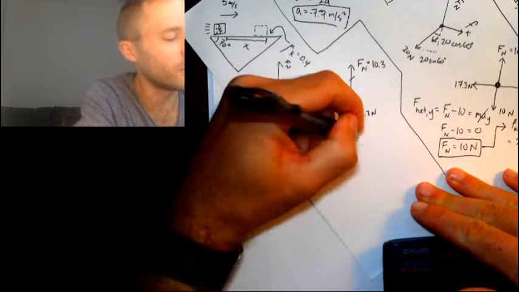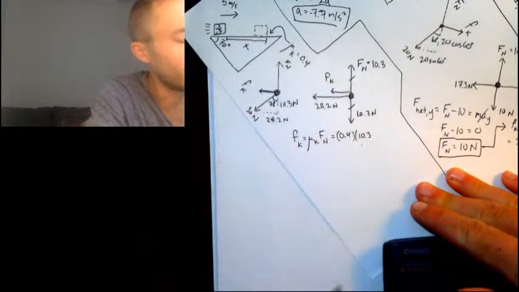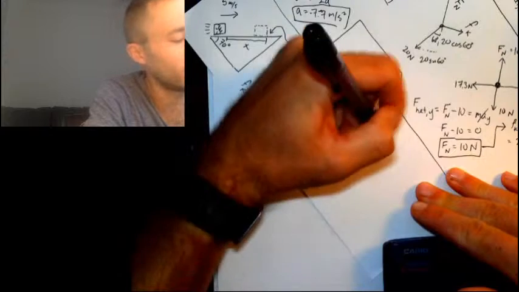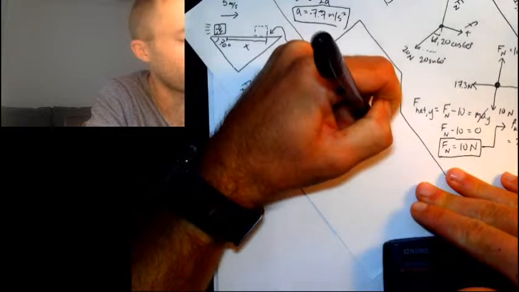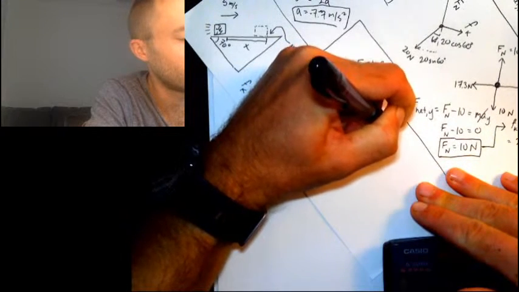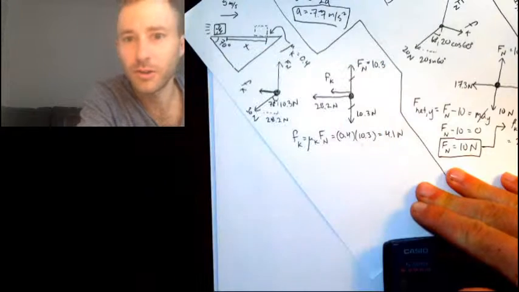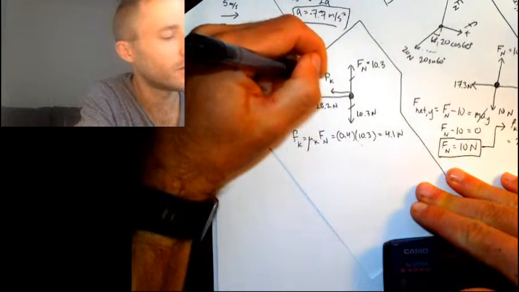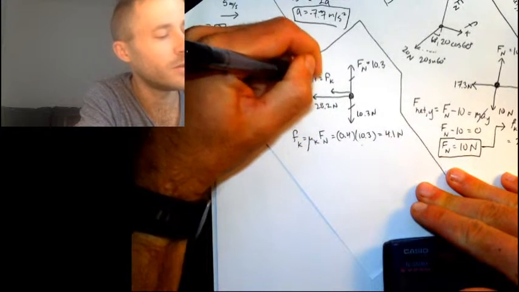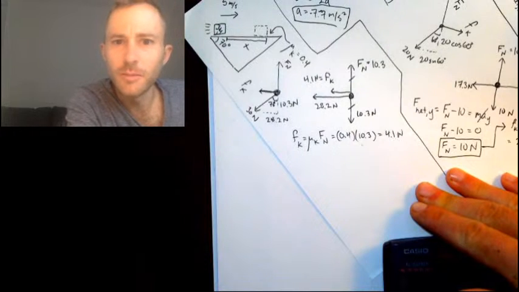And the normal force is 10.3. So that's what? 10.3 times 4 is going to be what? 41.2. So that's going to be 4.1 newtons of kinetic friction. So this is 4.1 newtons.